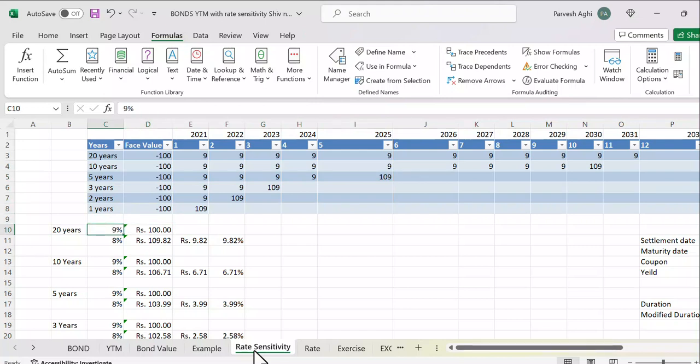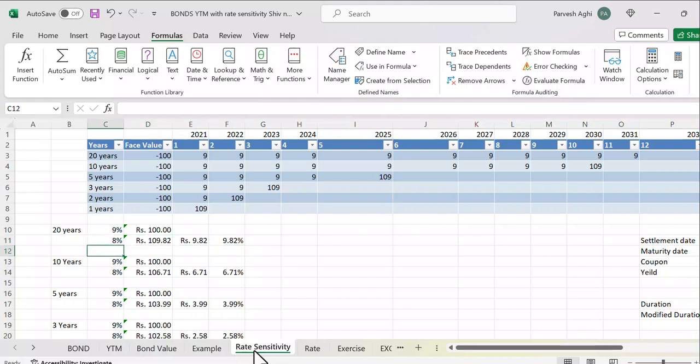Now, this is a 20-year bond, okay? 9% is the coupon rate. At 9%, the value is 100. When the rate of interest falls to 8%, the market value of the bond will go to 109.82. How much have you gained? 9.82%. With the interest rate falling by 1%, how much did the 20-year bond increase? Close to about 10%, isn't it?